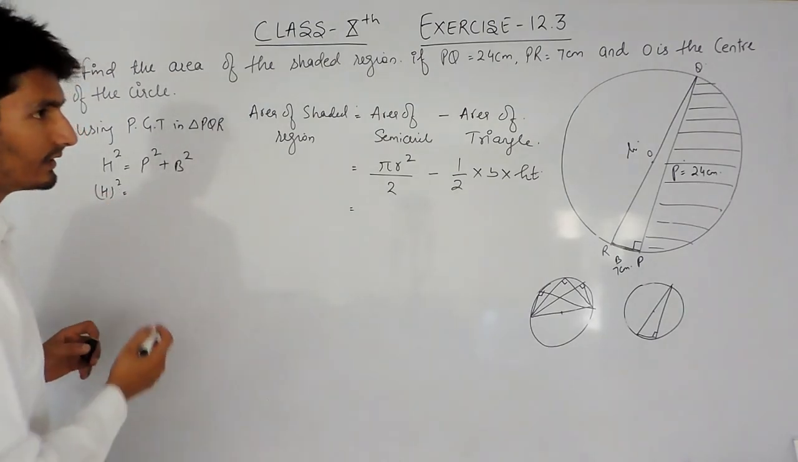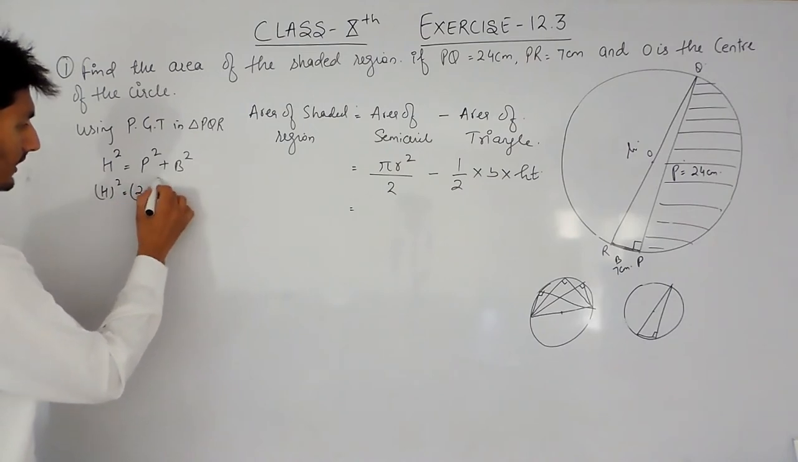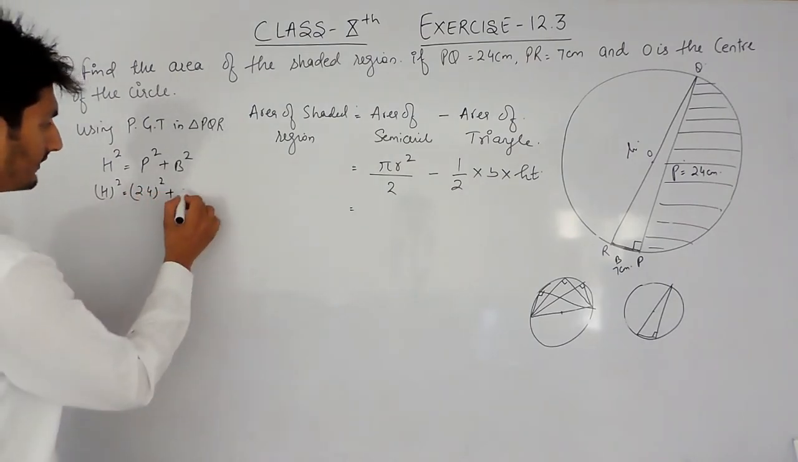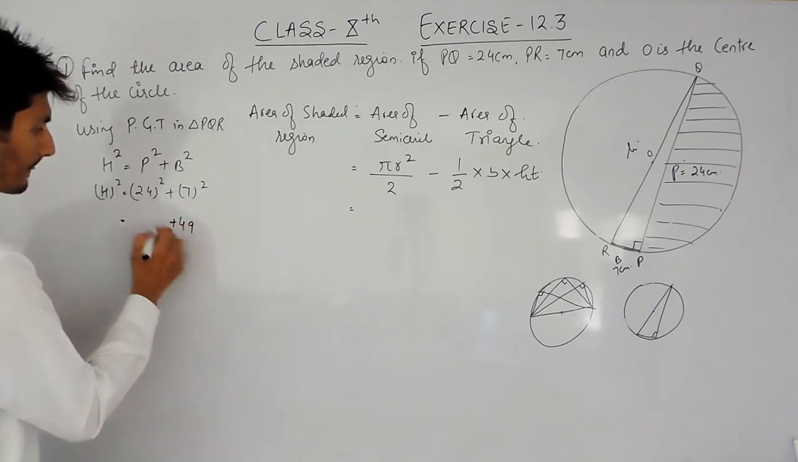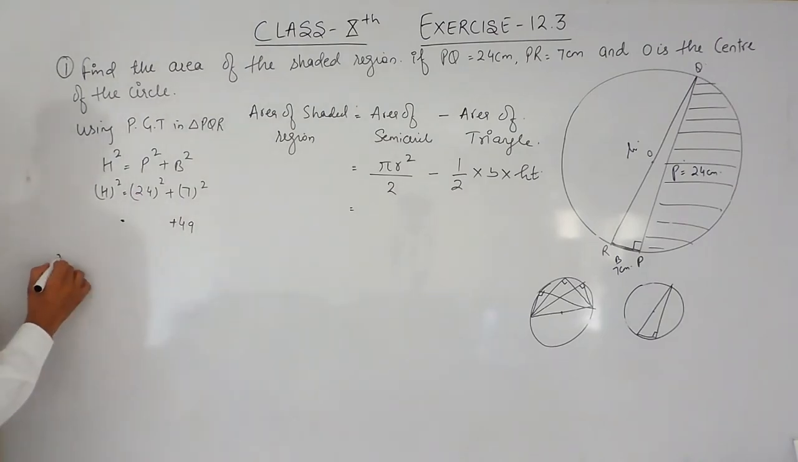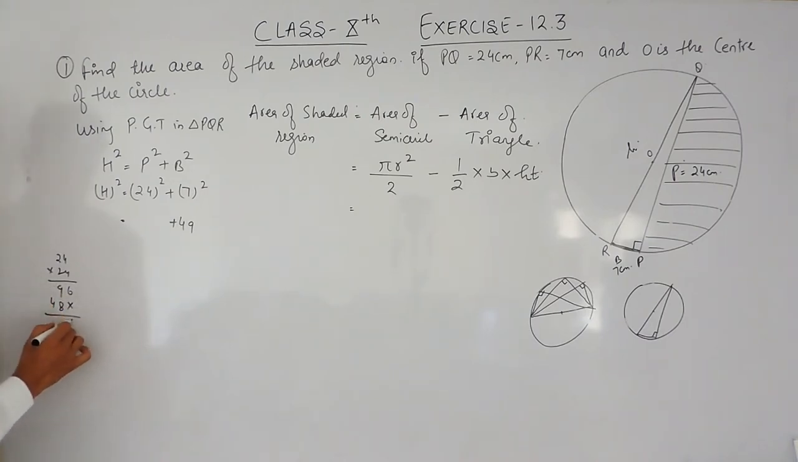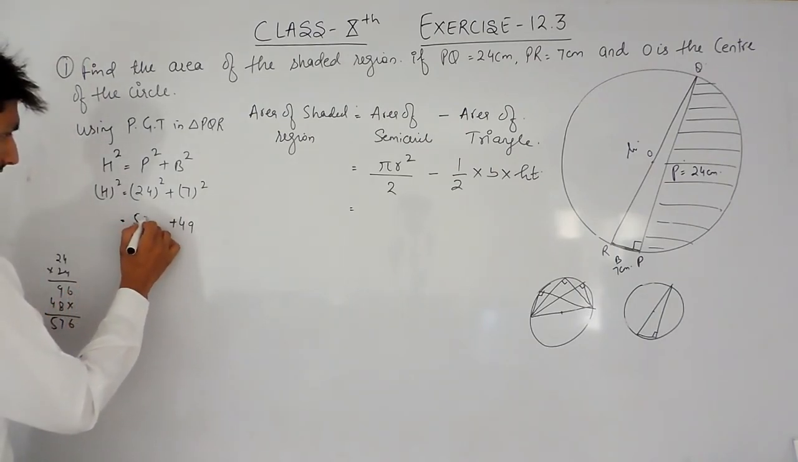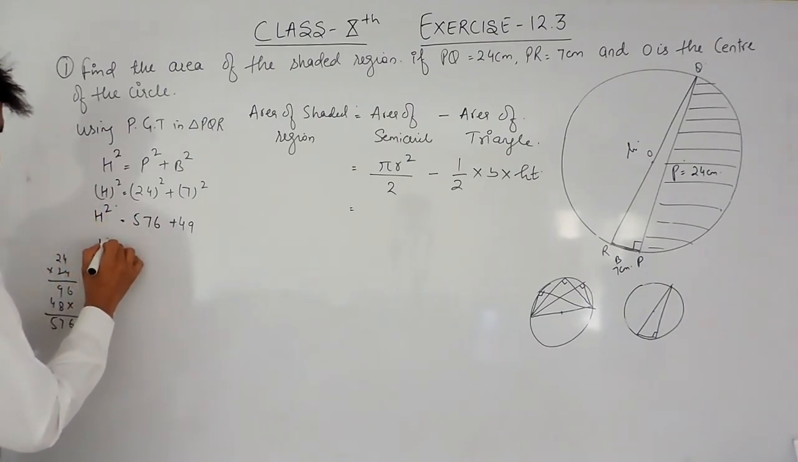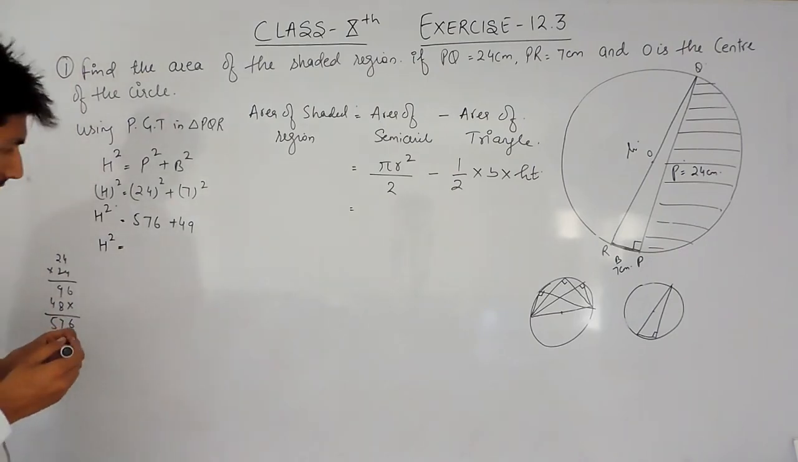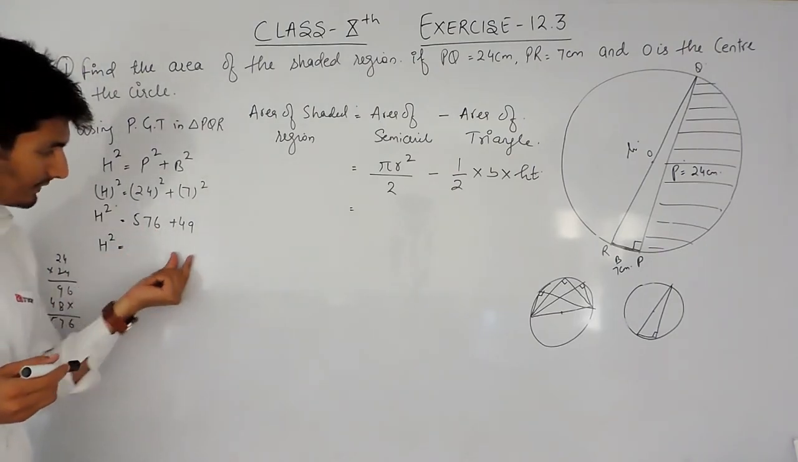My perpendicular is 24, so it will be 24 square. And my base is 7. So it should be 7 square is 49. And 24 square is 24 multiplied by 24, which is 576. Now, h square will be equal to, I have to add 576 plus 49.